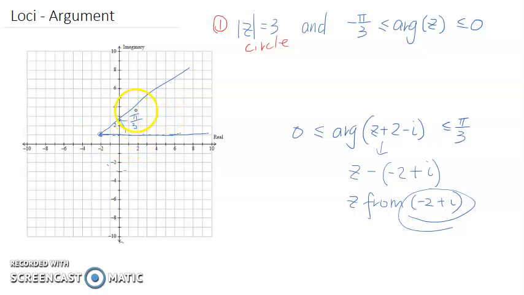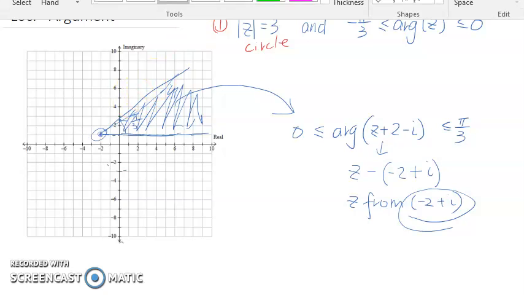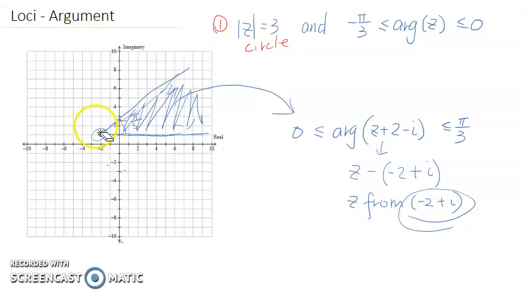Therefore, the whole region between these two lines, including the lines themselves, will be the loci that satisfy this condition. However, there's one thing I forgot to do: the vertex of the angle has to be an empty circle, because at this point the angle is not defined. So I'm drawing the empty circle here. Okay, that's about the argument for the loci.